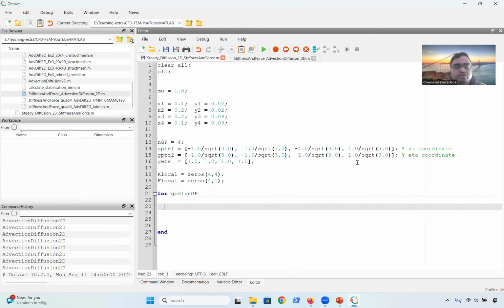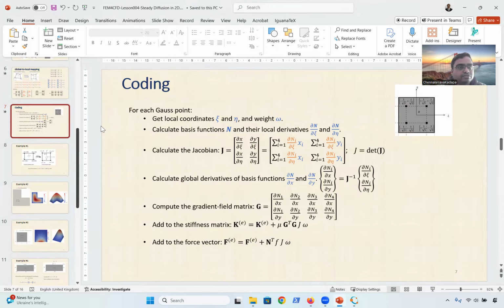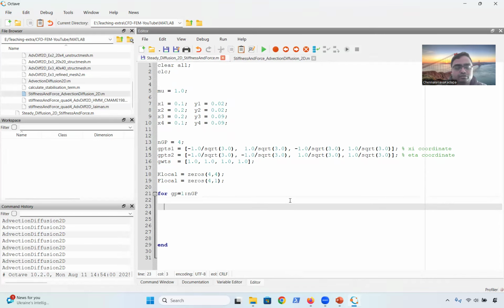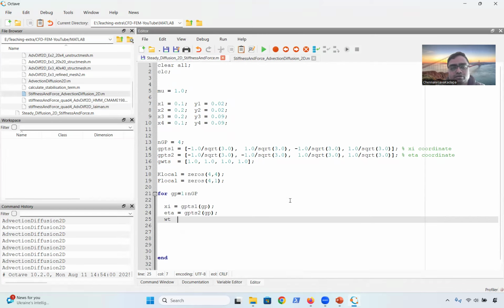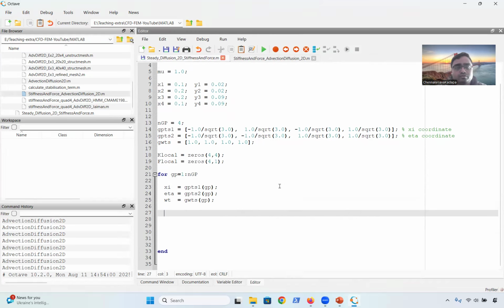Then we go back to the pseudocode. First we need to get the local coordinates xi and eta, and then the weight. These are stored in GPTs. For the current loop counter GP, we get the corresponding xi and the corresponding eta. Similarly, we get the corresponding weight. Here I am using WT for weight, an abbreviation instead of omega. So first we have the coordinates xi, eta and the weight.